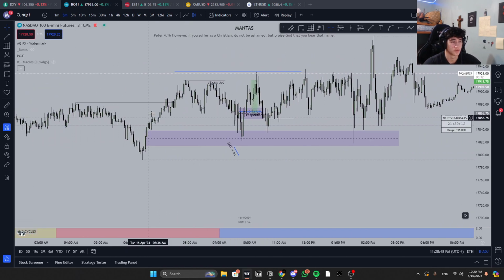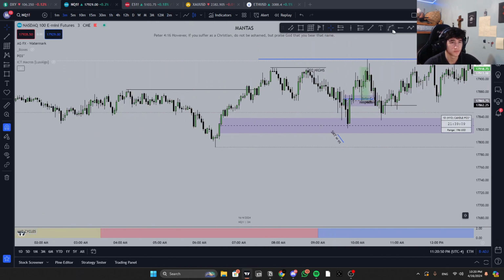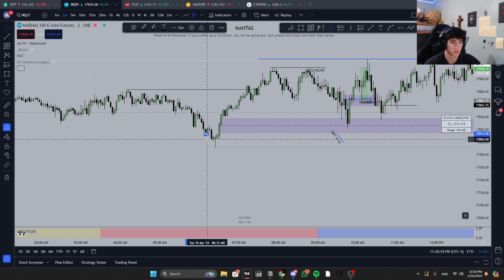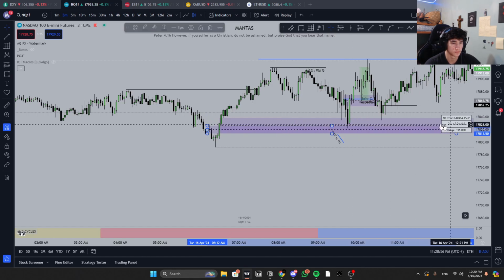Do you enter off of the tap of the fair value gap, or the tap of the breaker? Actually, you always want to take an entry off the tap of the breaker. All right, sweet.